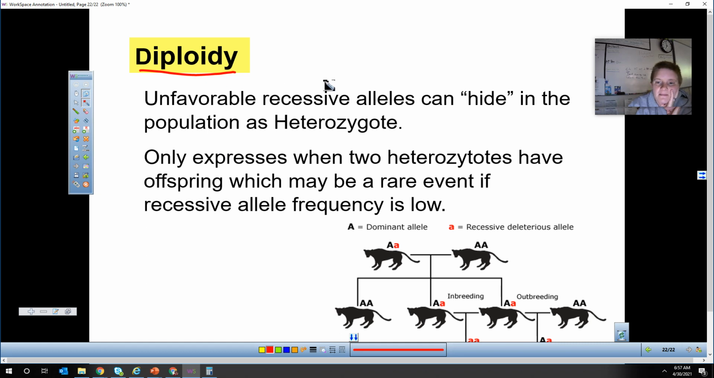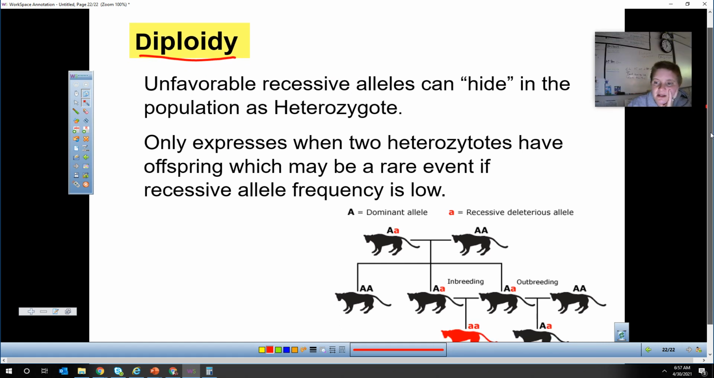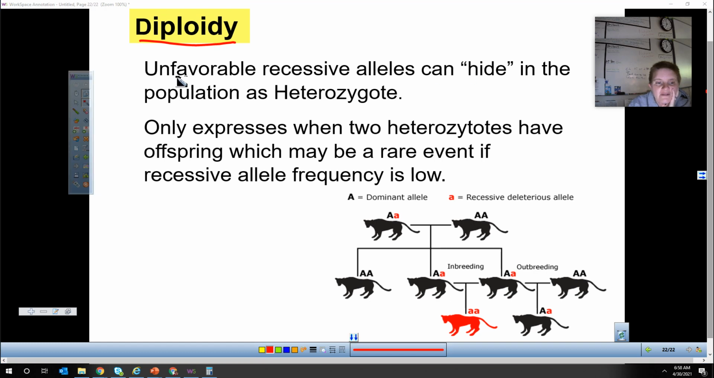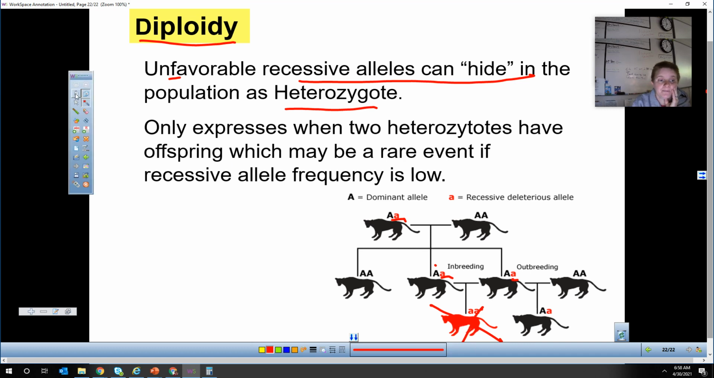Diploidy is one of the things that really creates a lot of variation, because unfavorable recessive alleles can hide in the heterozygote. So even though this is an unfavorable trait, that trait gets preserved because it just hangs around in the heterozygote. So it's hard to get rid of traits if they're not too awful, or if in the heterozygote those organisms are just fine. So it's actually a rare event if this gets expressed, and so it keeps this frequency really, really low. Especially if this is harmful, then that frequency is going to stay really, really low.